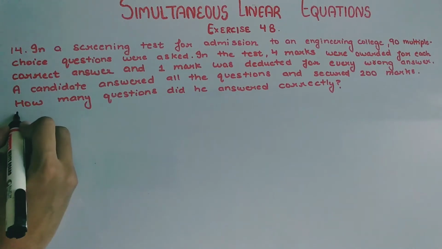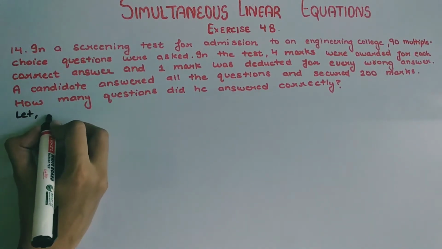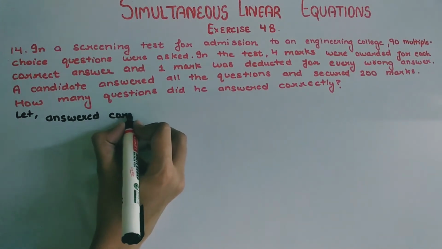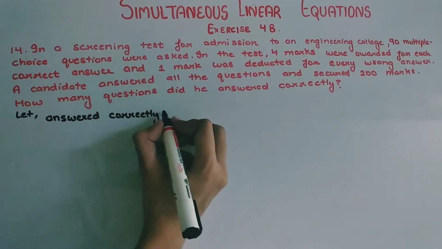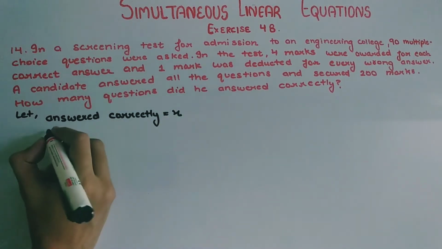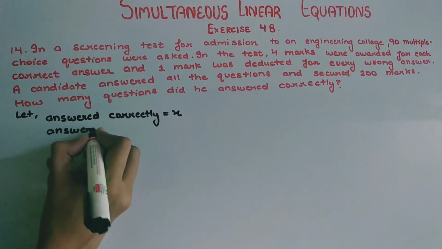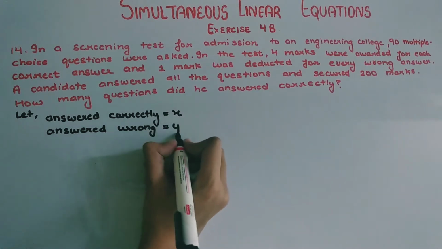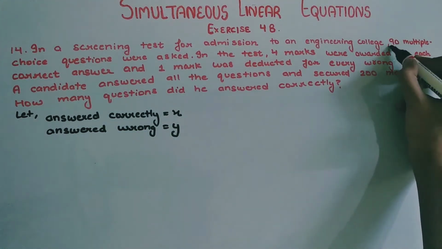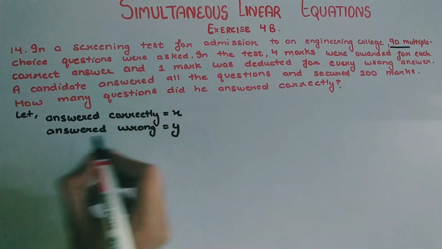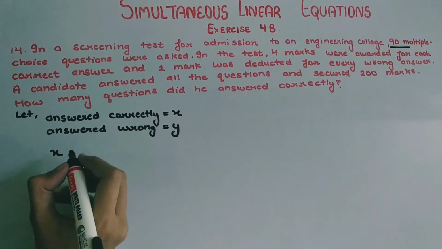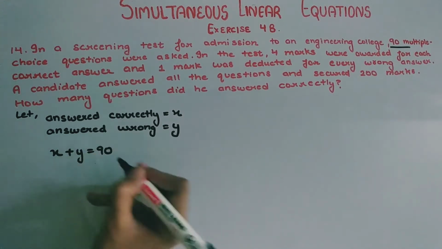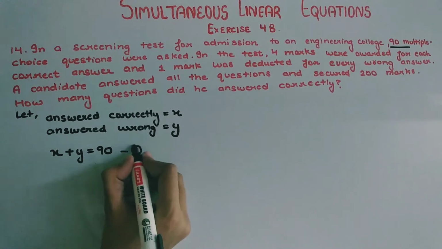First of all, let the number of questions the candidate answered correctly be x, and the number of questions the candidate answered wrong be y. Now we are given that total questions were 90. Means total questions are the number of questions correctly answered plus the number of questions that are wrong. Total questions are 90. Let this be equation number 1.